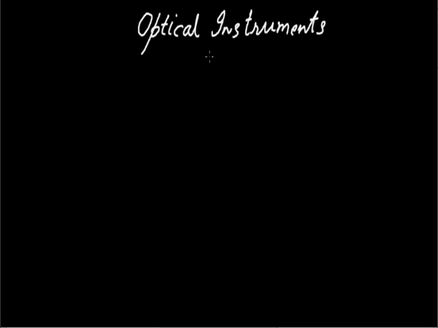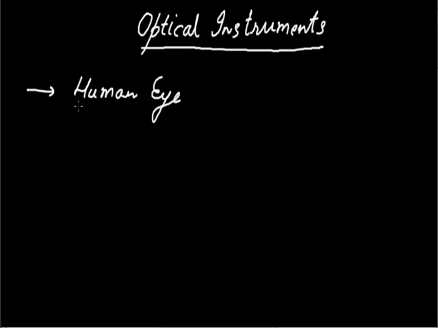Students, today we are going to study the optical instruments, and optical instruments are defined as the devices which work on the principle of refraction, reflection and other related phenomena to optics. So these optical instruments, the first one is the human eye, which is the most basic optical instrument in the human world. So we are going to study the human eye in detail today.